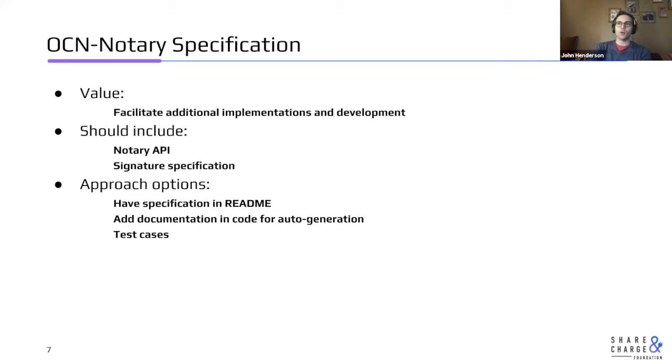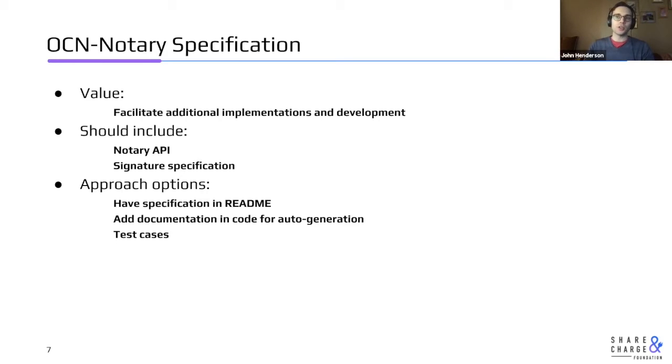So yeah, I think it would be worth doing. I think it would be valuable for additional implementations, like say a C# implementation, or even just for development. I think over the past few months, we've been talking about the next steps for the OCN, and I think they involve potentially changes to the OCN Notary. For instance, we've talked quite a bit about this idea of a history API. So I think having a specification could help not only implementations of the OCN Notary, but just development of the Notary itself and therefore the OCN overall.